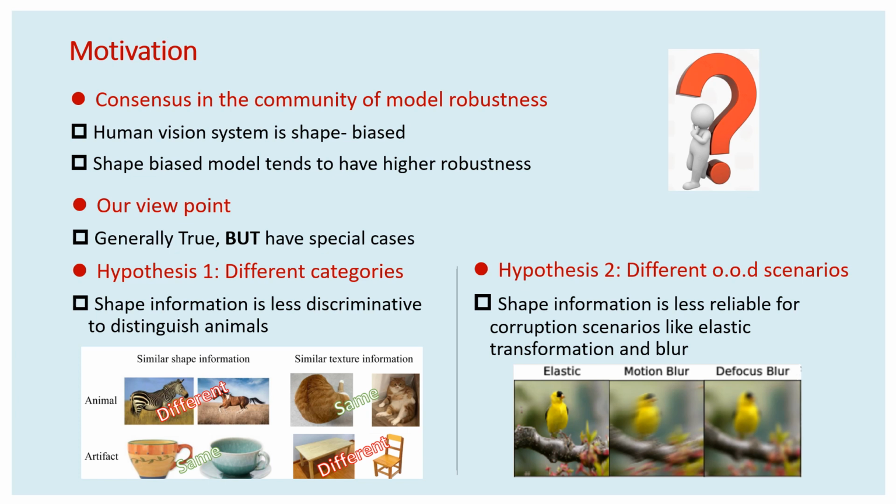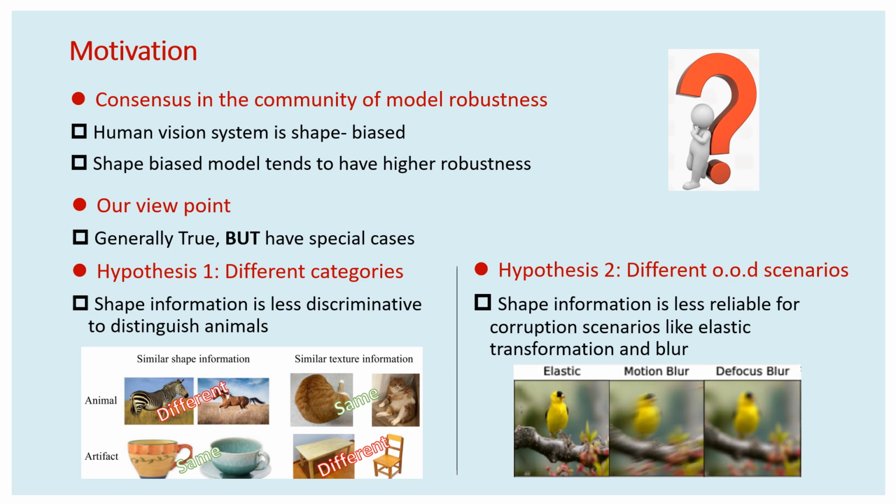Case 1 is from the perspective of categories. Especially, we start with the two most generic categories in the world, animals and artifacts. We hypothesize that shape information is less discriminative to distinguish animals. As shown in the figure below, using shape information to distinguish horse and zebra is difficult, and the invariant feature for the cat is texture information. These daily observations are also backed up by research in the field of cognitive science and psychology.